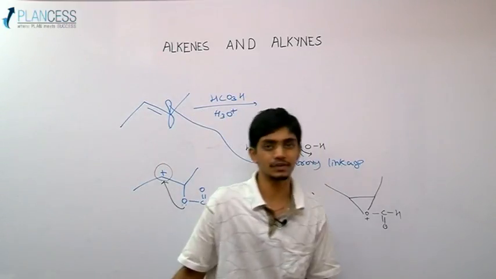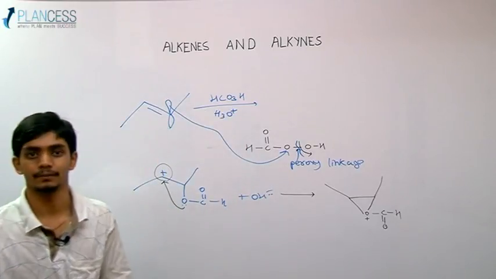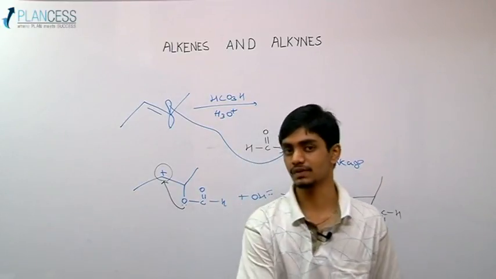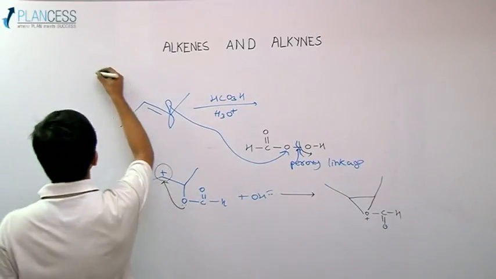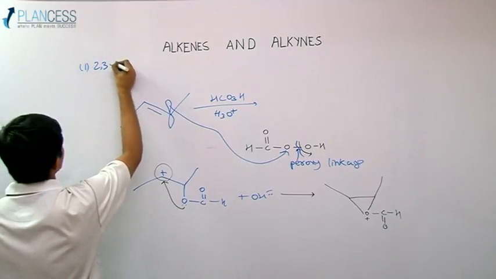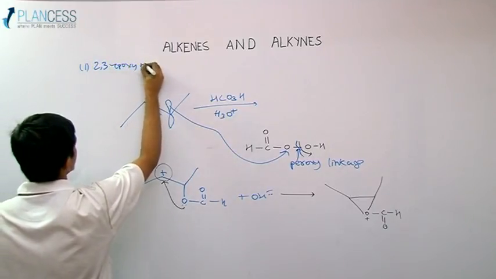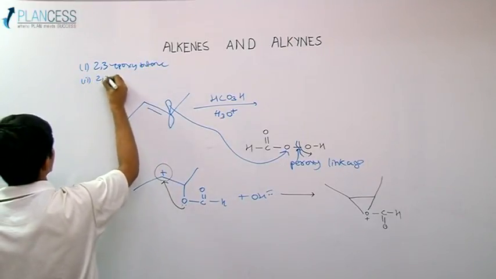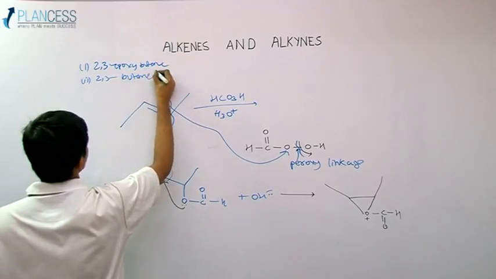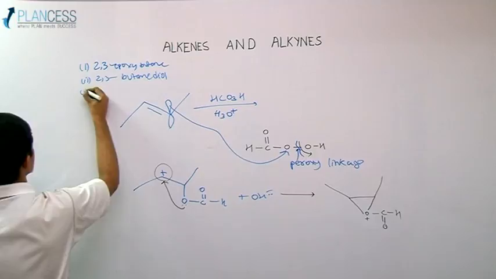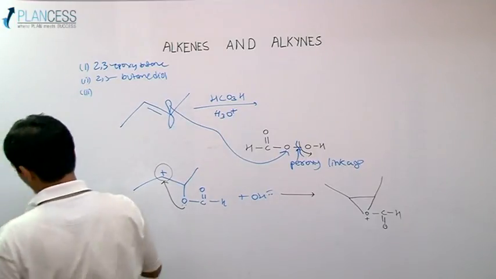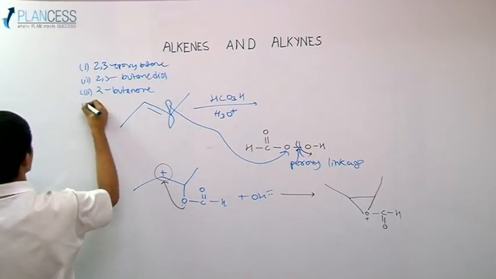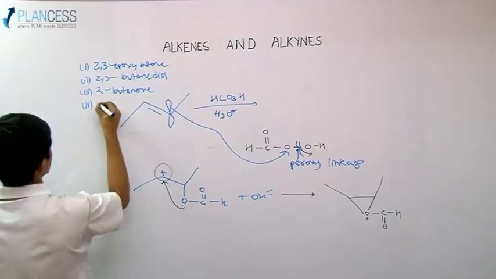Now we don't know whether we are proceeding in the correct direction or not. So for that, I'll just give you a clue. I'll write down the options for this question. So the options are 2,3 epoxy butane, 2,3 butane diol, third one, we have 2-butanone, fourth one, we have epoxy ethane.